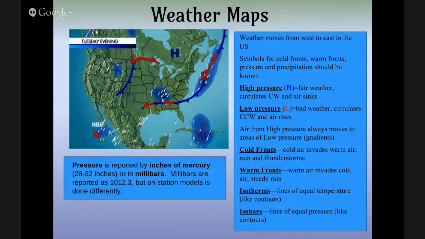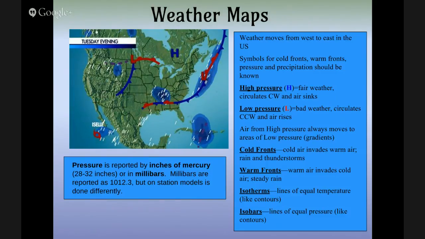Weather maps. So pressure is reported by inches of mercury or in millibars. Millibars are reported as 1012.3, but on station models it's done differently. We did not talk about how these are going to be on station models, but you're not going to have all of those numbers on a station model because it would get pretty crowded, okay?